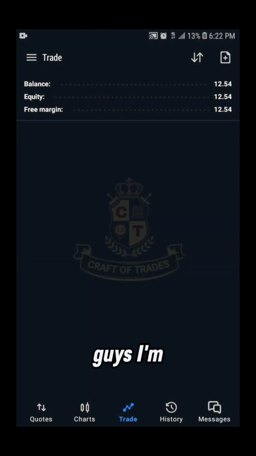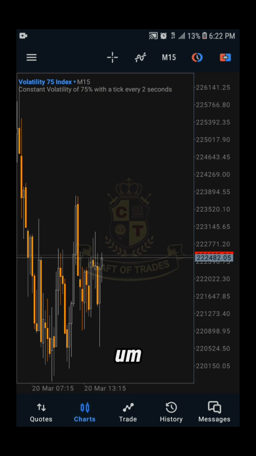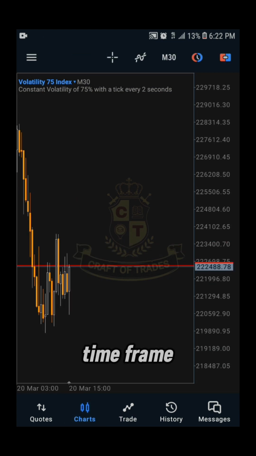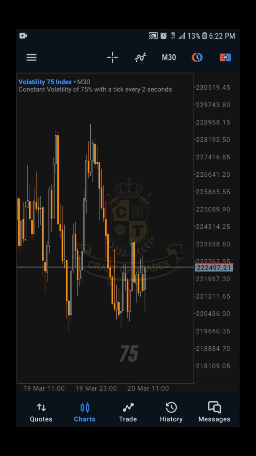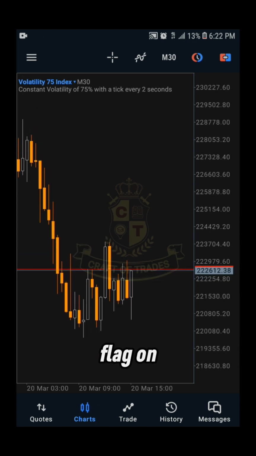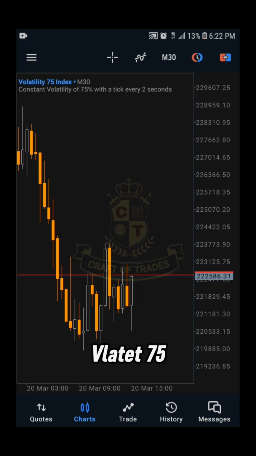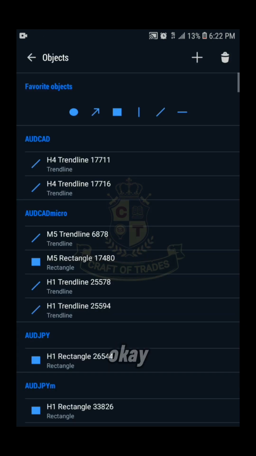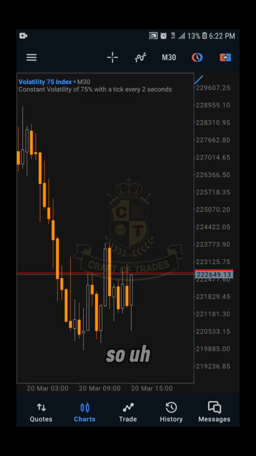What's up, guys? I'm gonna be turning this $12 into $100, and let's see what happens. On a 30-minute time frame on volatility 75, I saw a bearish flag, and I'll be marking it up.